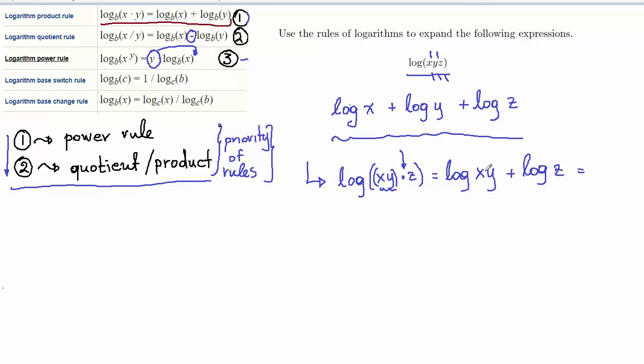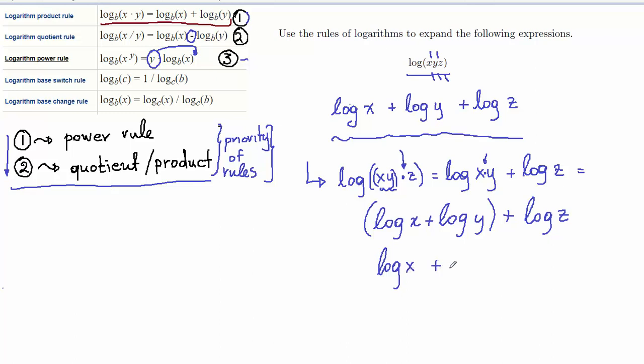Now I can reapply the product rule right here, because I have x times y inside my logarithm, and I can rewrite it as log of x plus log of y. And this is added to the log of z. Since there is no priority here on my operations, the whole thing is nothing else than log of x plus log of y plus log of z.